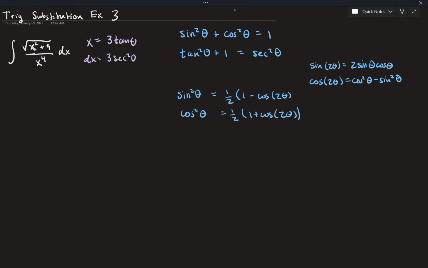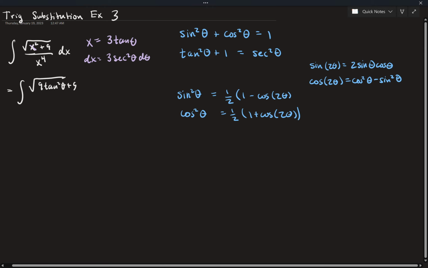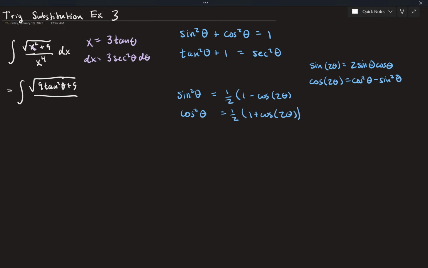3 secant squared theta d theta, and then I have the integral of the square root of 9 tangent squared theta plus 9 over 3 to the fourth, which is 3 squared times 3 squared, which is 81 tangent to the fourth of theta. And then dx, I can write 3 secant squared theta d theta. Now I can just simplify, simplify, simplify.